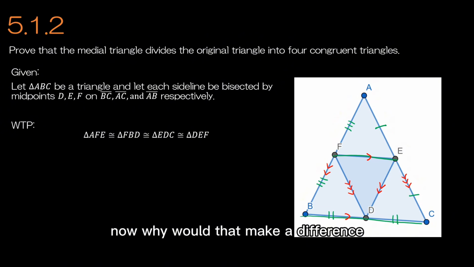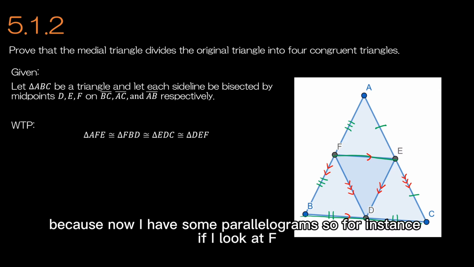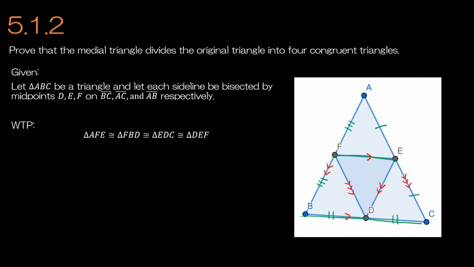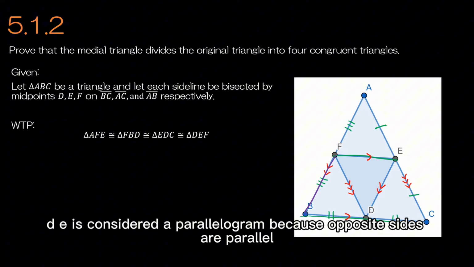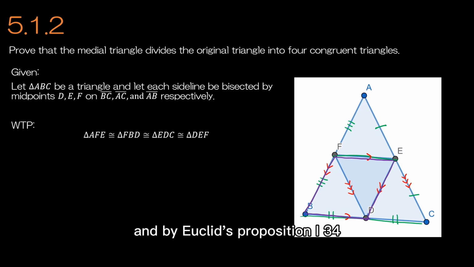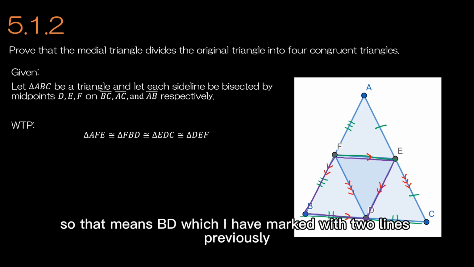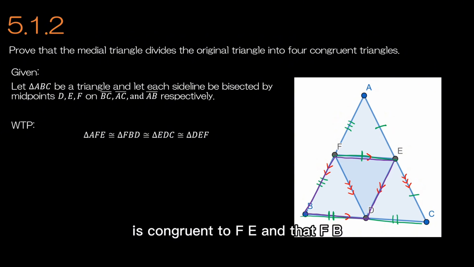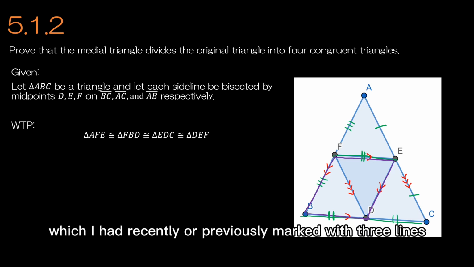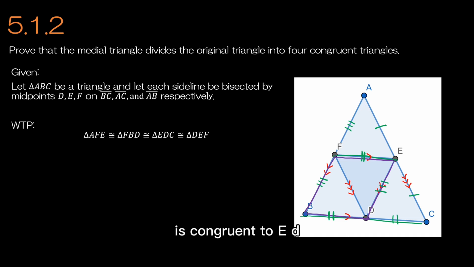Now, why would this make a difference? Because now I have some parallelograms. So for instance, if I look at FBDE, FBDE is considered a parallelogram because opposite sides are parallel. And by Euclid's proposition I.34, I know that opposite sides of a parallelogram are congruent. So that means BD, which I have marked with 2 lines previously, is congruent to FE. And that FB, which I had previously marked with 3 lines, is congruent to ED.